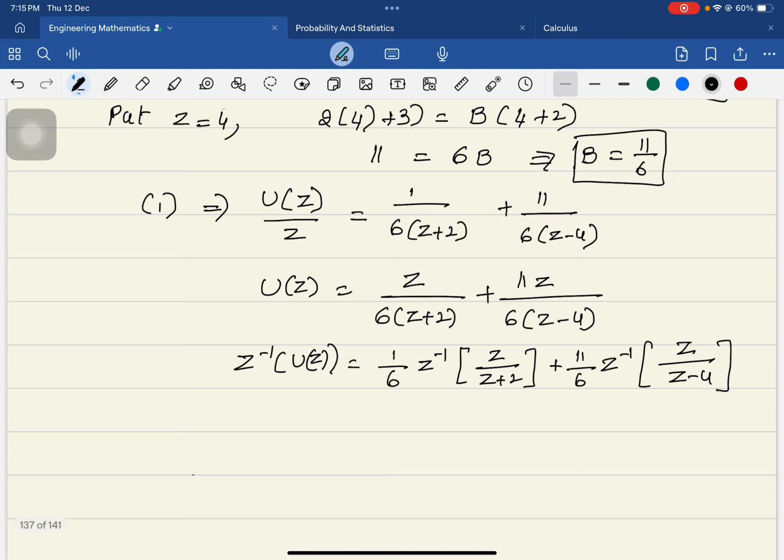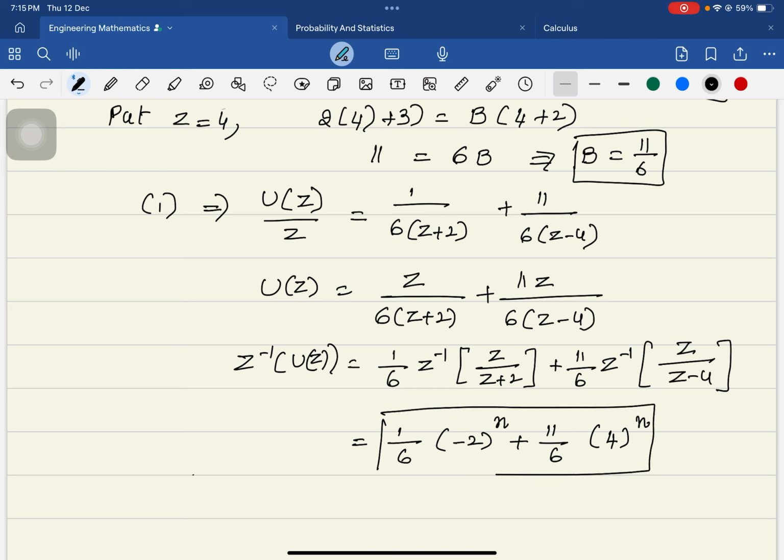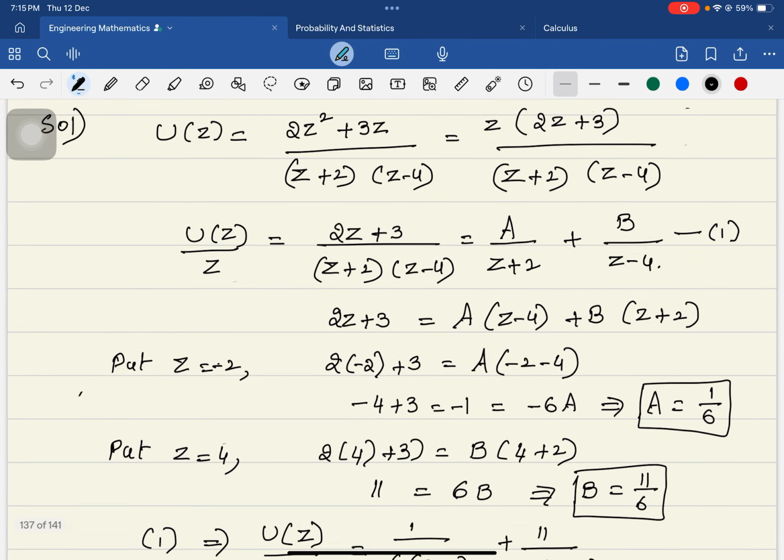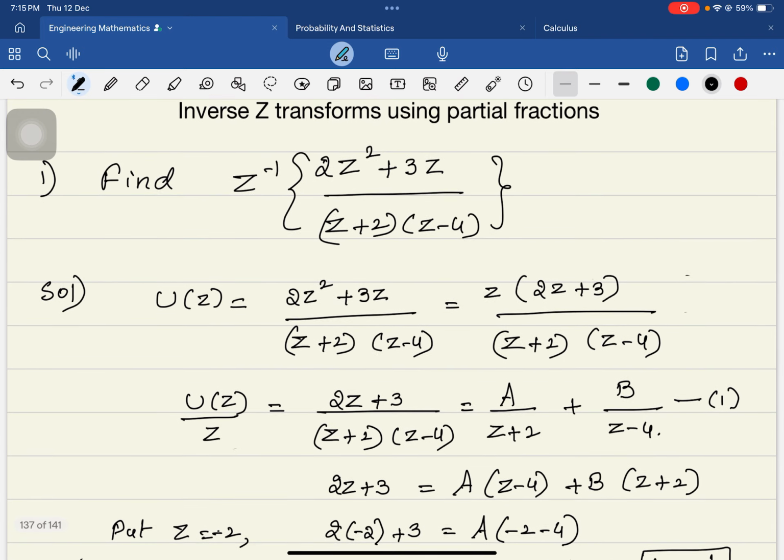So now, Z inverse of z over (z plus 2) is (minus 2) power n, and Z inverse of z over (z minus 4) is 4 power n. So this is the answer. I hope you could understand it well. Using the partial fractions, this is the method to solve the problem by using the inverse Z transformations.